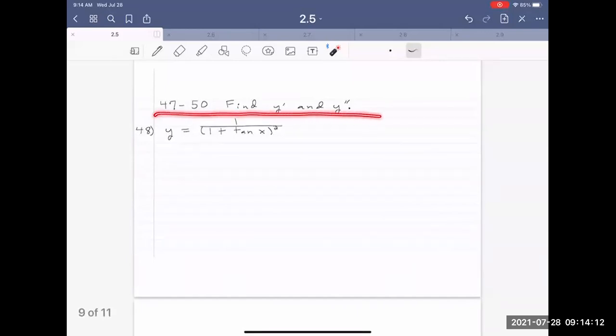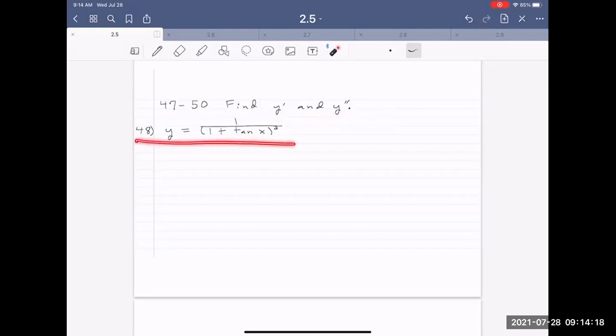In problems 47 through 50, find the first and second derivatives. Problem 48. y equals 1 over 1 plus the tangent of x, all quantity squared. Well, I could just use the quotient rule for this and it'll take a while. But rather than using the quotient rule, I'm going to rewrite this and simplify to make my life easy. And so I'll write this as 1 plus tangent x, all to the power of -2.